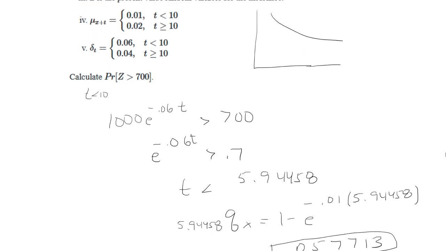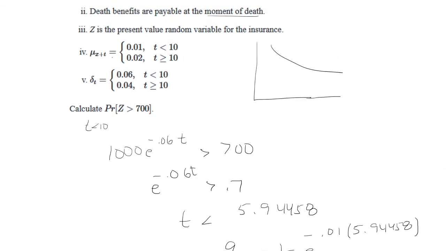So that was for the interval where t was less than 10. Now let's look at the interval where t is greater than or equal to 10. If the person dies after time 10, you have to discount it twice. From 0 to 10, you want to use a discount of 0.06 and then 0.04 afterwards.